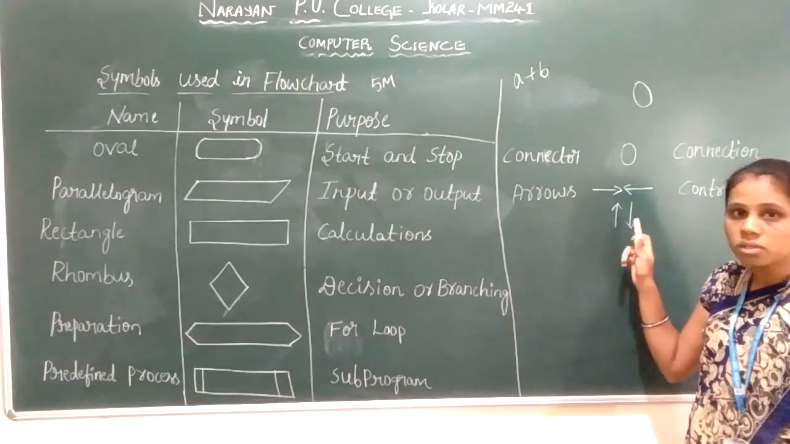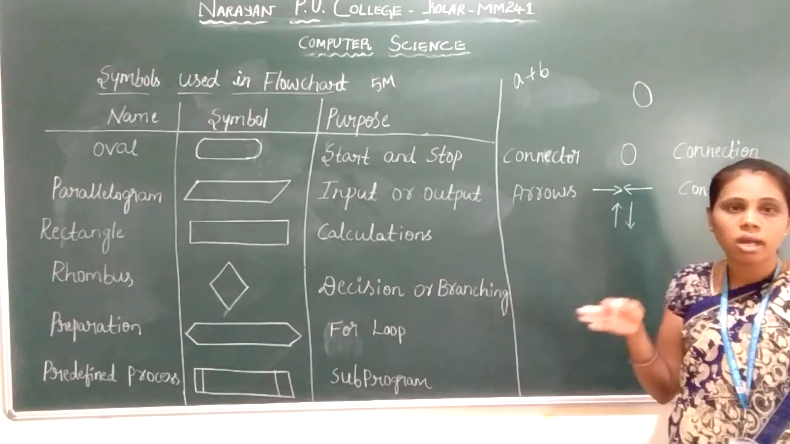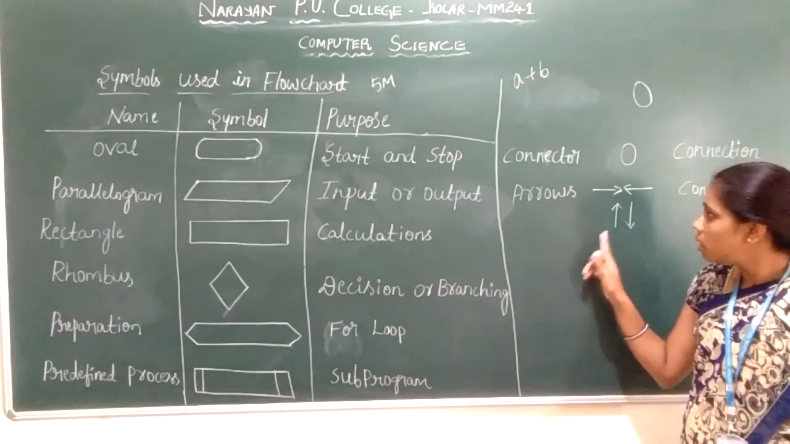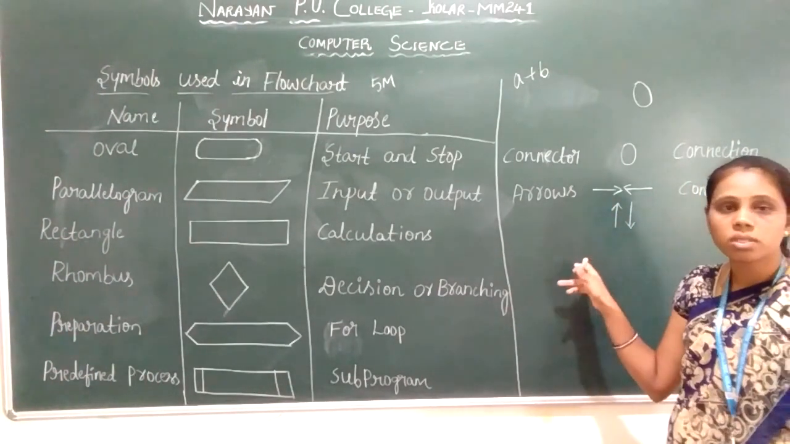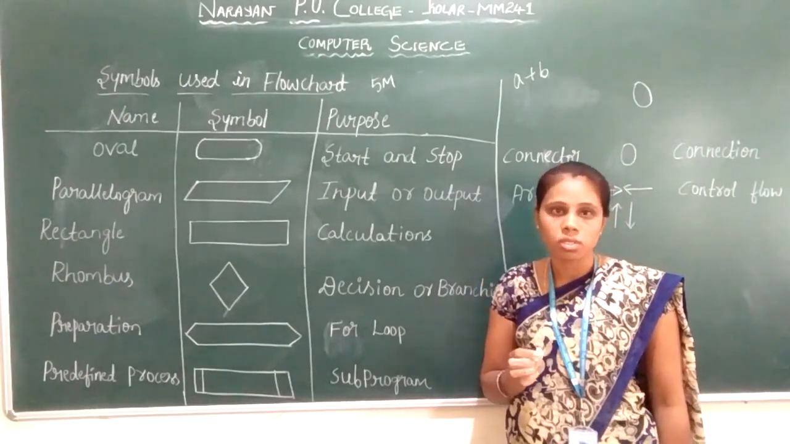Next we have arrows. Arrows are used for data flow or control flow, to show in which direction the control is flowing. To represent that, we are going to use the arrows. Next, we will see the next topic, that is the steps involved in a flowchart.